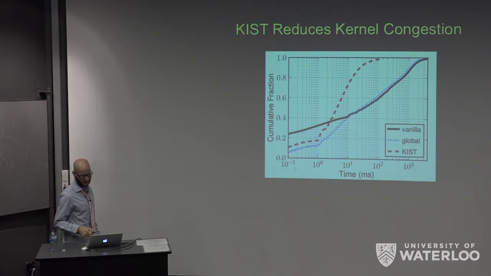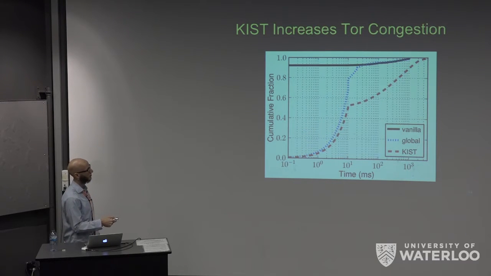with our KIST improvements in place. Okay, so it reduces kernel congestion, but it increases Tor congestion. So just because it's not sending that data into the kernel, that data is still sitting somewhere, so it's still waiting around. It's just waiting in a different buffer. So this shows that in the vanilla Tor case, Tor congestion was very low in most cases. But with our KIST enhancements, Tor congestion was much higher. So all the congestion was moved from the kernel into Tor.